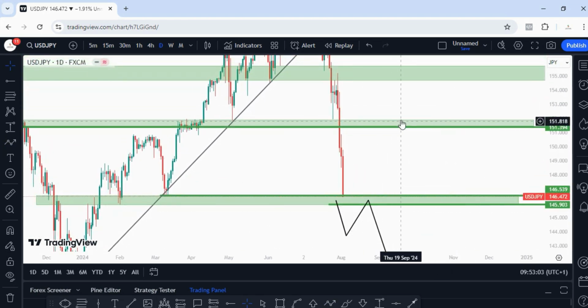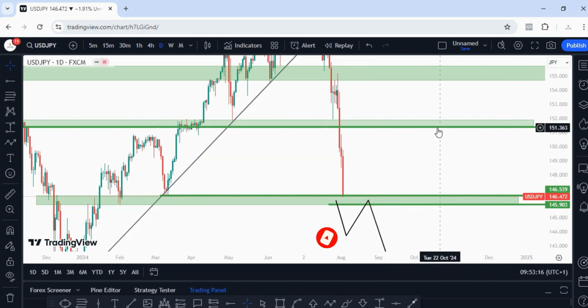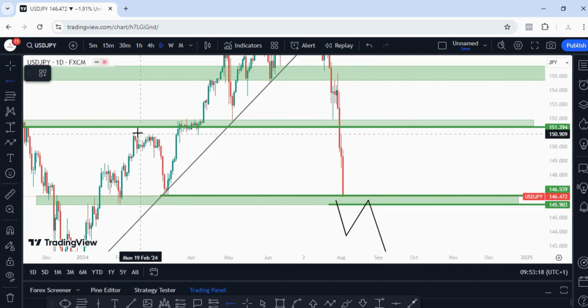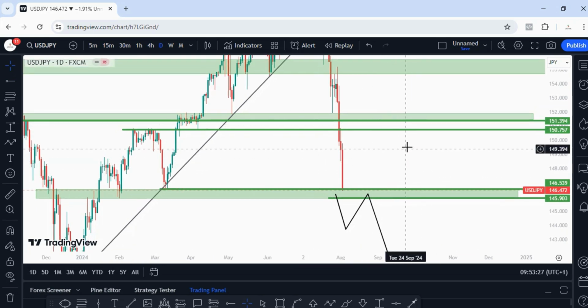All right, but I would like to see a pullback into 151.394 before price breaks below 145.903. So if that happens, if we see a solid daily bullish candlestick close above here, then we may effectively go for that pullback at least into these two areas here, which is 150.757 and 151.394. All right, that's what I would like to see.